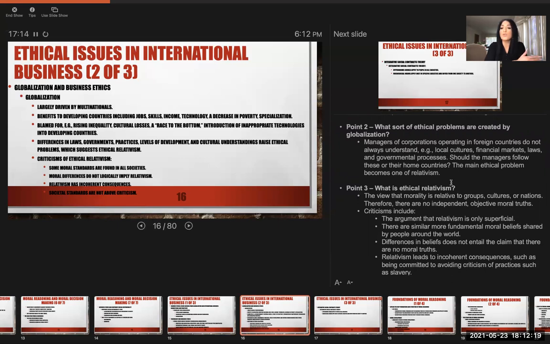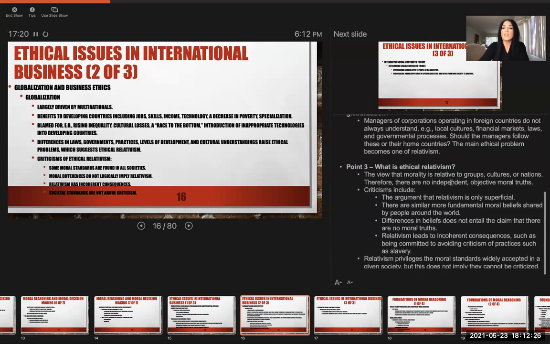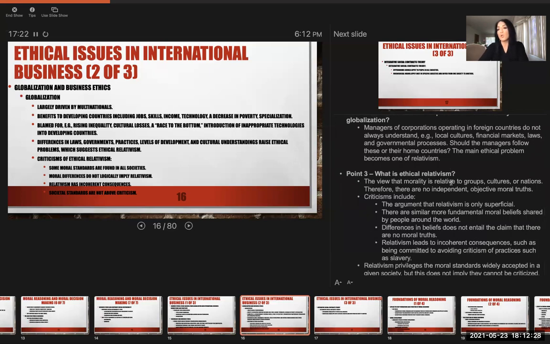Now, what is ethical relativism? It is the view that morality is relative to groups, cultures, or nations, and that there are no independent, objective moral truths.